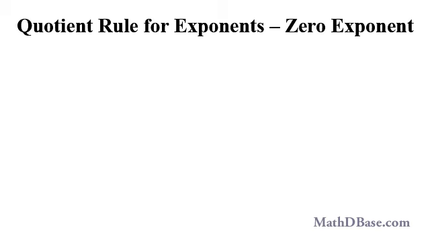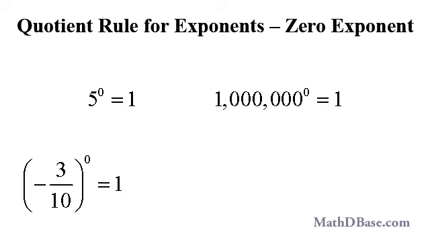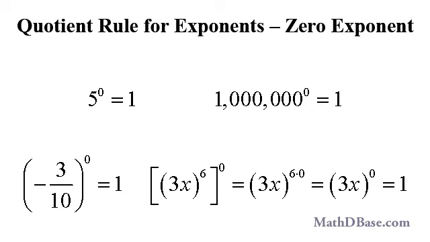So any non-zero number, 5, 1,000,000, negative 3/10, or (3x to the 6th) raised to the 0th power is equal to 1, provided that the base is not equal to 0.